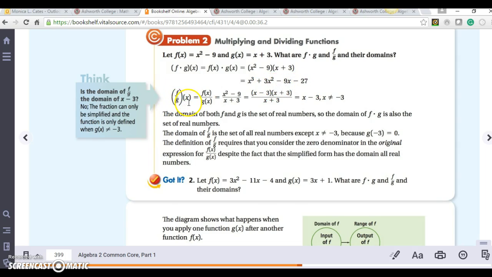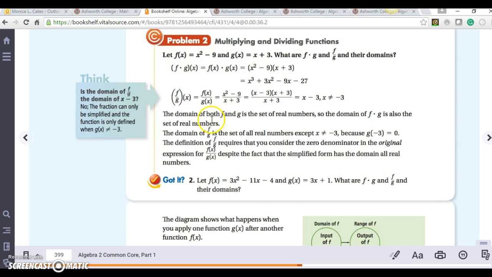For f over g of x, or f of x over g of x, I have x squared minus 9 over x plus 3. I'm going to have to factor this. So I have to use those skills that I've already learned previously. I'm going to factor. I have x minus 3 times x plus 3. My x plus 3's will cancel out, and I'm just left with x minus 3. But x still cannot equal negative 3.